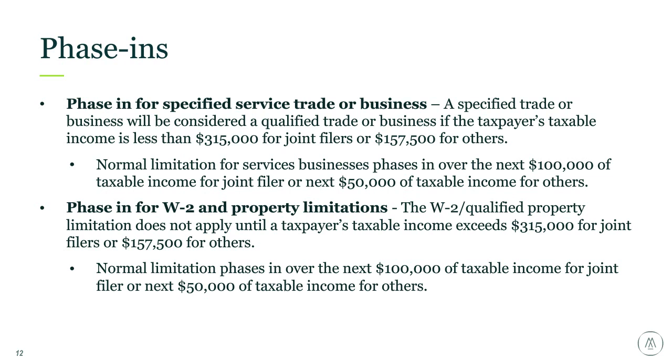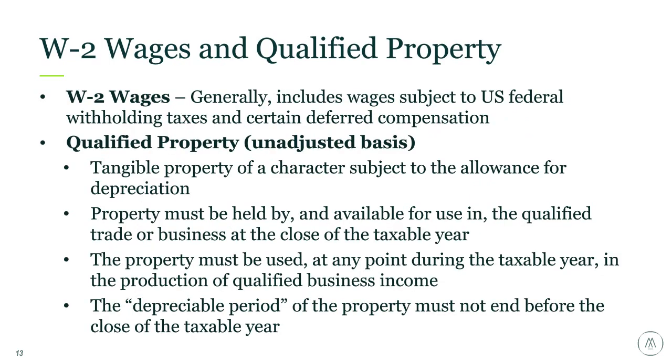A similar favorable rule applies for small taxpayers with respect to the W-2 and property limitation. Those limitations will not apply to you if, and again, in a married filing joint case, the taxpayer earns less than $315,000. And again, the benefit of that rule is phased out, or phased in, depending on how you want to look at it, over the next $100,000 of taxable income in the married filing joint case. Although if I'm a small taxpayer, I don't have to apply these W-2 wages and qualified property rules, my other taxpayers will have to be concerned about this. And so it's important to understand what these defined terms of W-2 wages and qualified property mean.